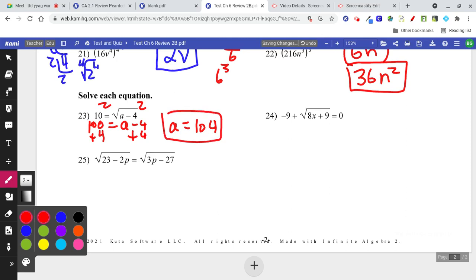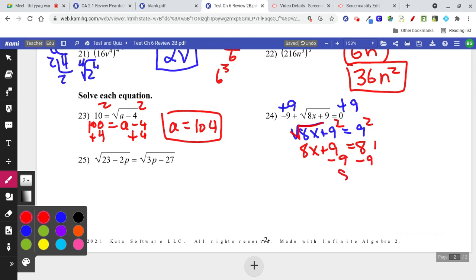Next one's a little bit harder because we've got an extra step. We want to isolate the radical first, so I'm going to add this 9 over first. I've got square root of 8x plus 9 equals 9. Once you have the radical isolated, square both sides. Square root squared cancels out. 8x plus 9 equals 81. I'm going to subtract this 9, so 8x equals 72. Divide by 8, and x equals 9.